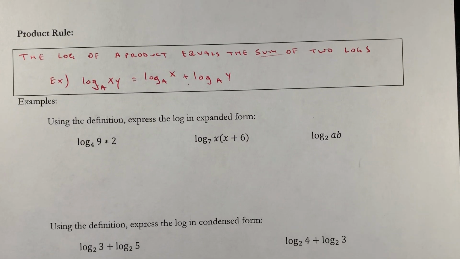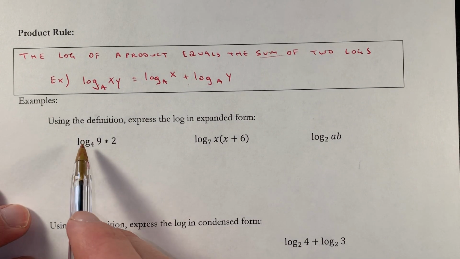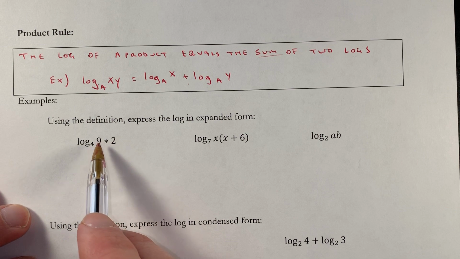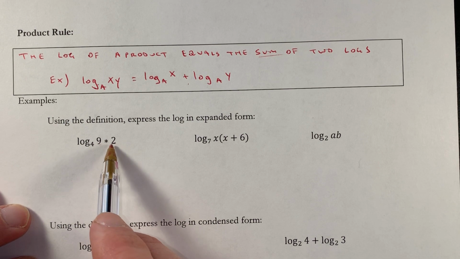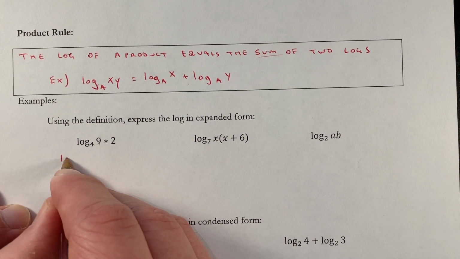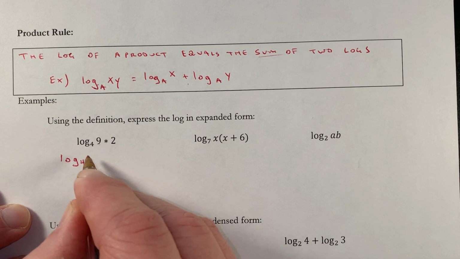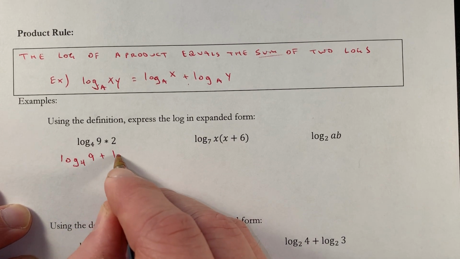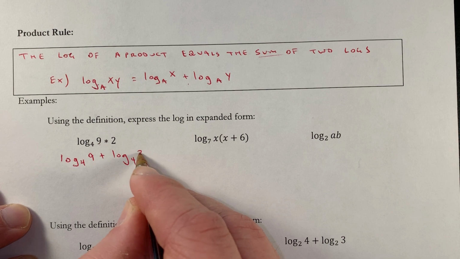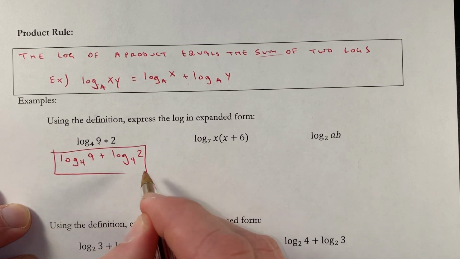So we're going to write some logarithms in expanded form. So we've got here an argument that is multiplied, 9 times 2. So we can write this as log base 4 of 9 plus log base 4 of 2. So that is the expanded form.